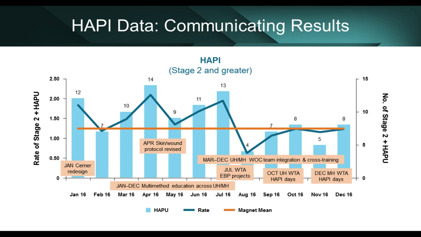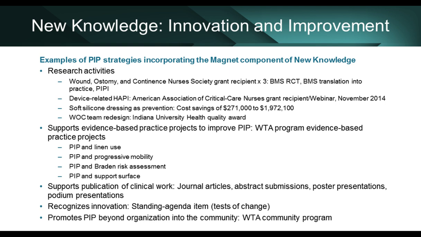So we did some great initiatives toward the latter part of this year, and we have shown and sustained some improvement. So finally, the fourth element of an effective and sustainable pressure injury prevention program is the Magnet model component of new knowledge and innovation and improvement. The Magnet describes this as a culture of inquiry which operates within an established evidence-based practice infrastructure. So active nursing research efforts add to the growing body of new nursing knowledge.